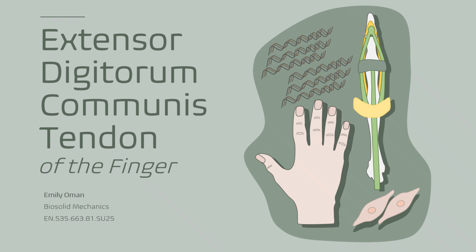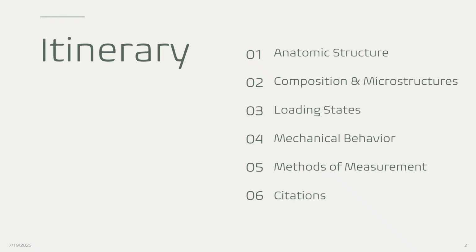Hello, my name is Emily and my project is on the Extensor Digitorum Communis tendon. We're going to focus on how it affects the finger, although it does play a role in wrist extension and flexion as well. So, this presentation will cover the anatomic structure, the composition and microstructures, the loading states, mechanical behavior, methods of the measurement, and the citations will be at the end.